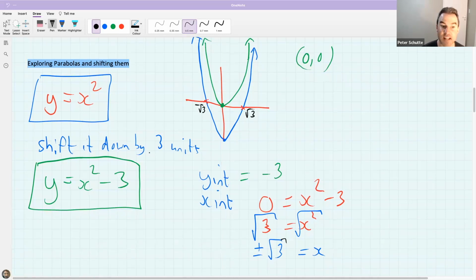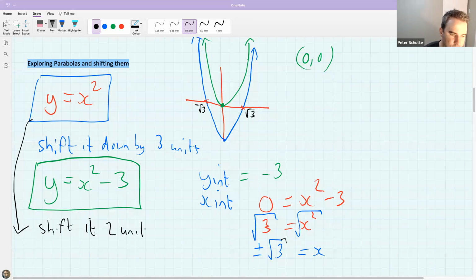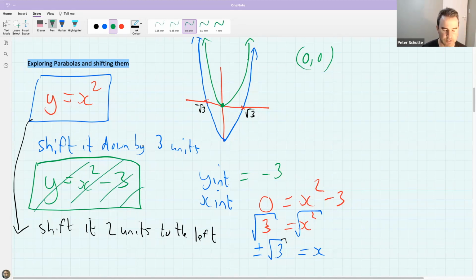Fantastic. Now, shifting it down by 3 units is fine, but what if I said to you, I want you to take this original y equals x squared, which is the simplest parabola, and I want you to shift it 2 units to the left. So 2 units to the left. What would my new equation be? So I'm ignoring this one. We've done this one, and that was a vertical shift. I want to know if I go back to the original and I shift it 2 units to the left, if I want to move it in that direction, what would the equation have to be?